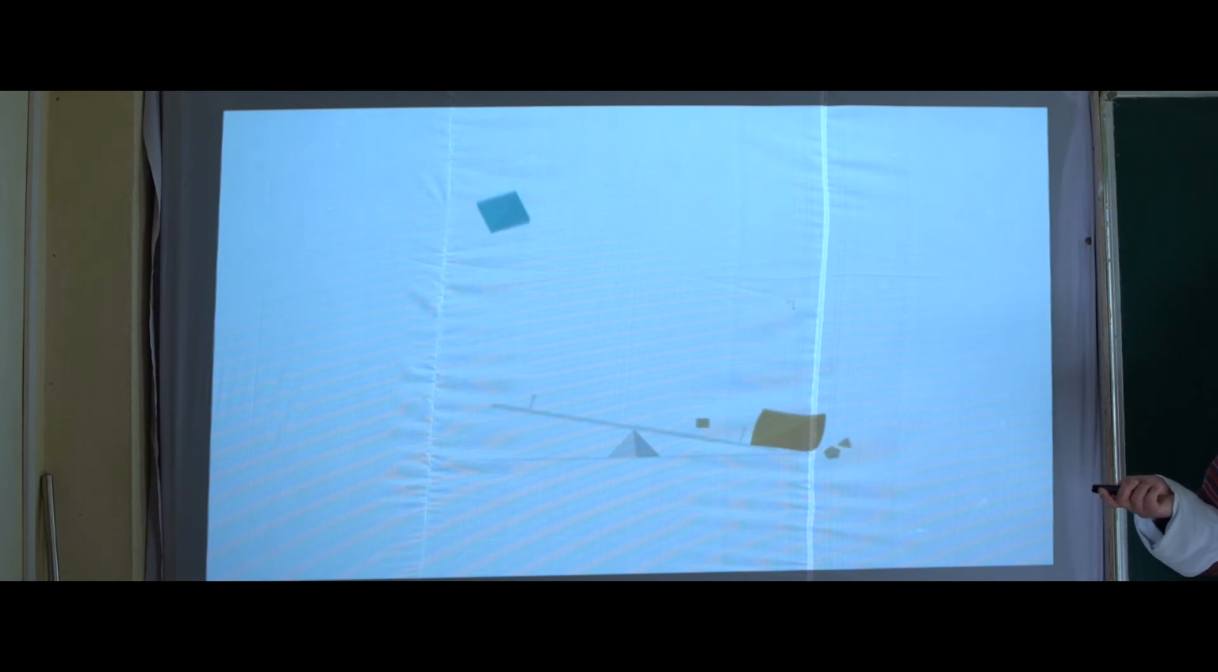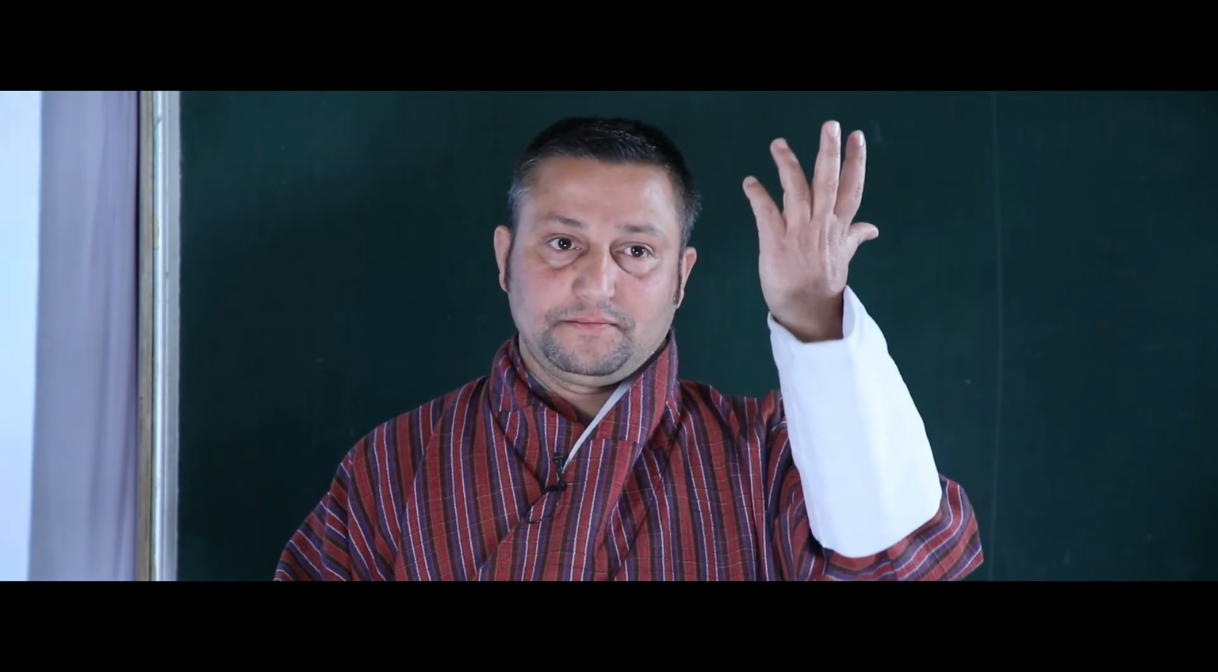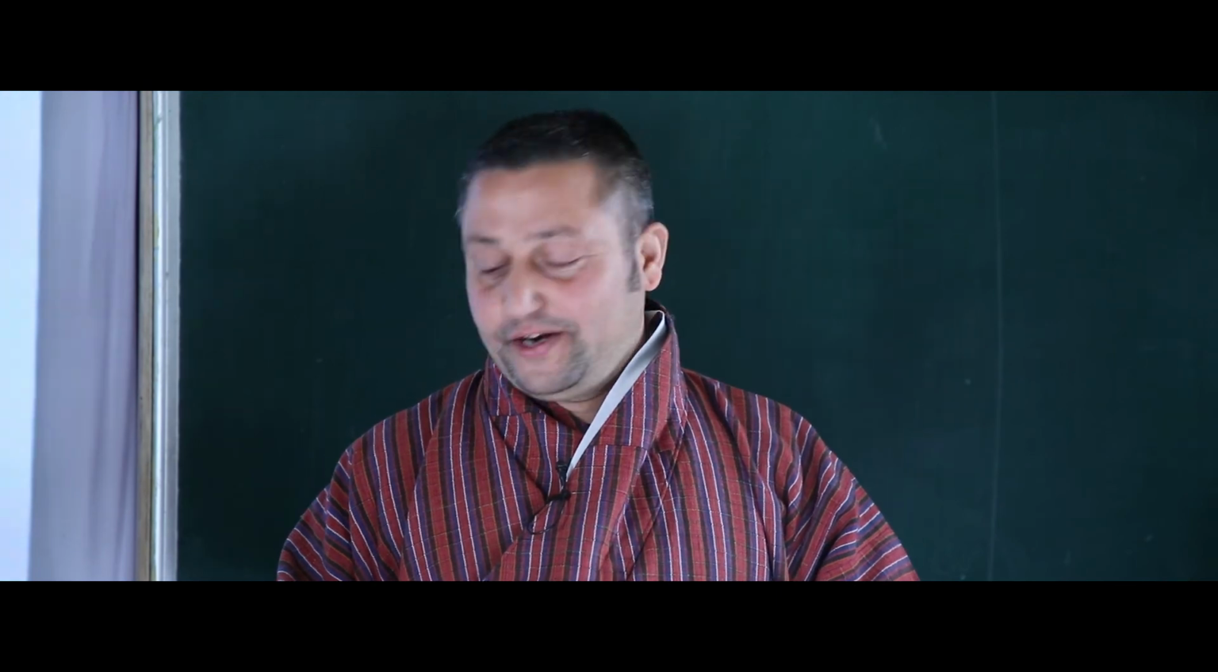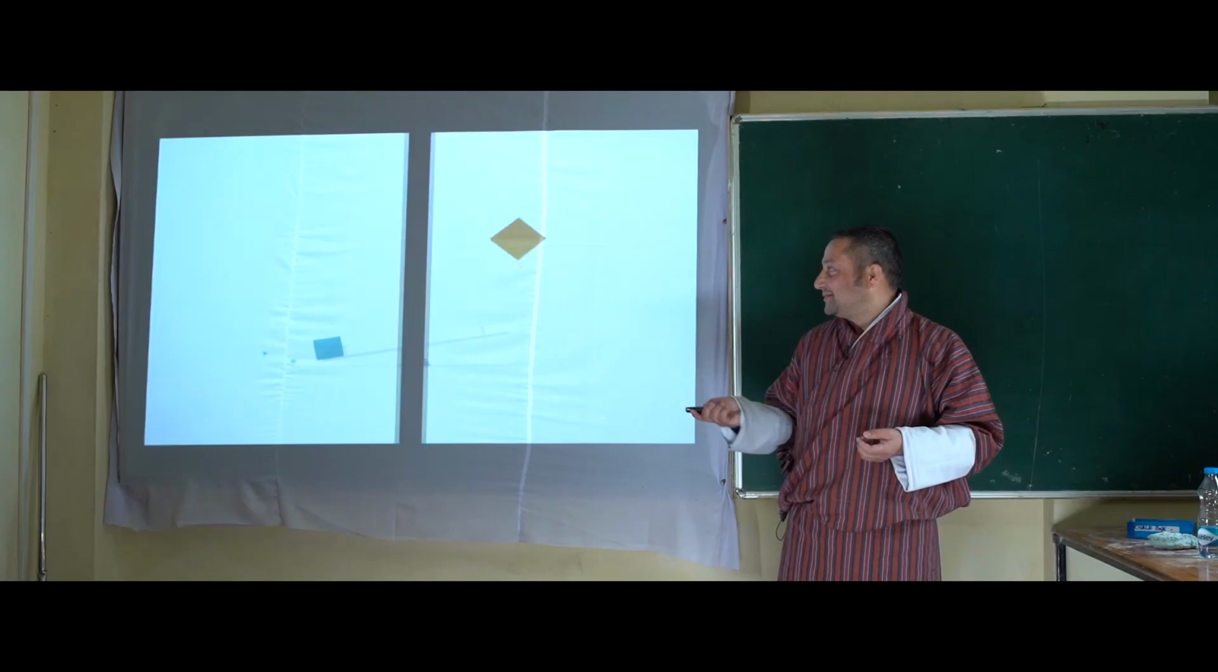So this machine is changing the direction of the force that we have applied. We are applying the force downwards, but the machine is making the object move upward. So this is how it changes the direction of the force. I hope you have enjoyed this. Very good. Let's go on.